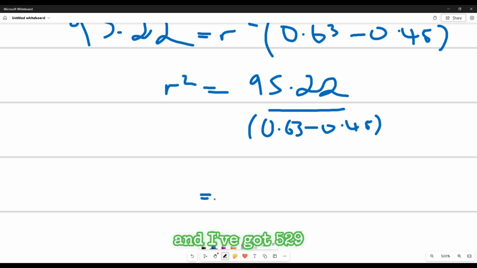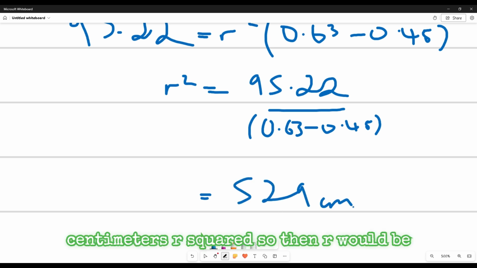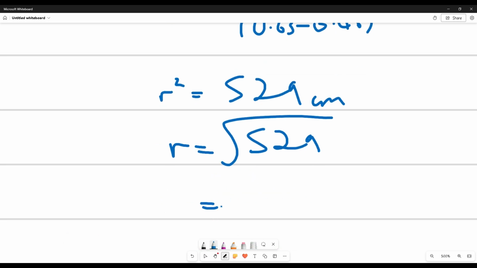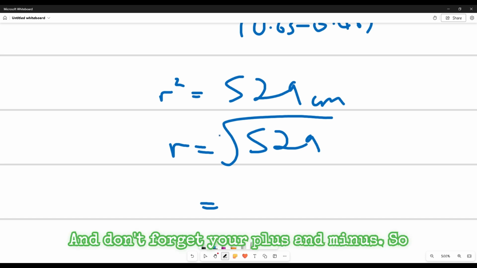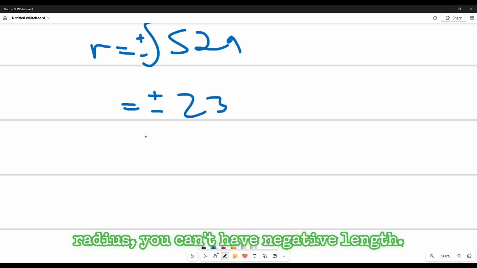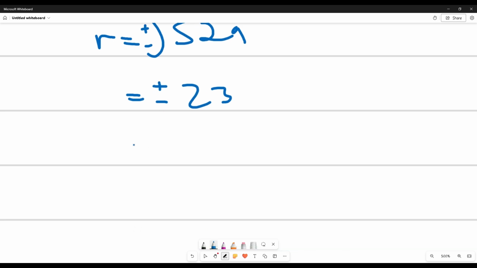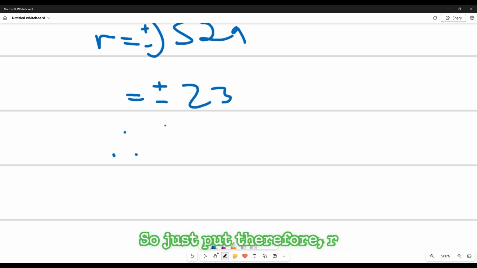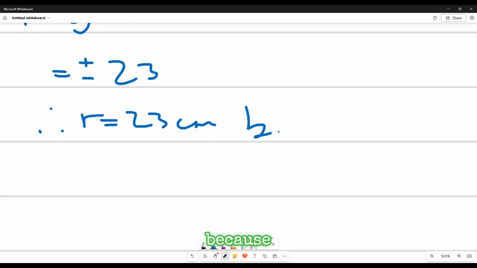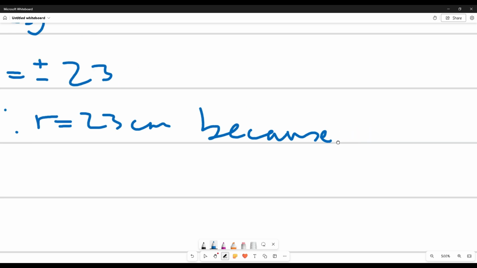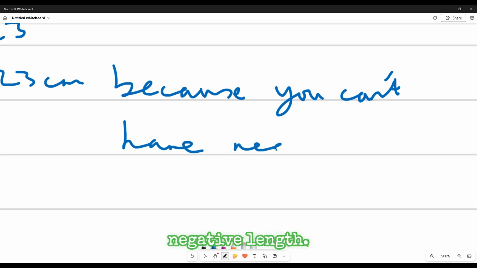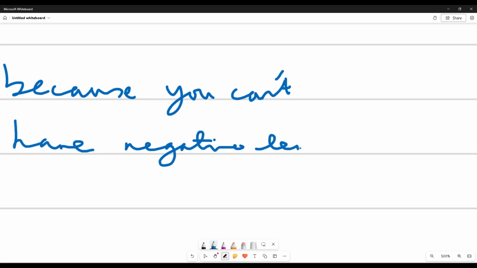And I've got 529 centimeters squared for r squared, so then r would be, and don't forget your plus and minus, plus or minus 23. But being as this is a radius, you can't have negative length, so just put, therefore r equals 23 centimeters, because you can't have negative length.